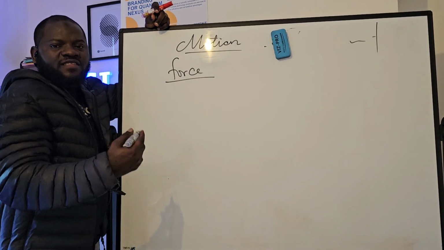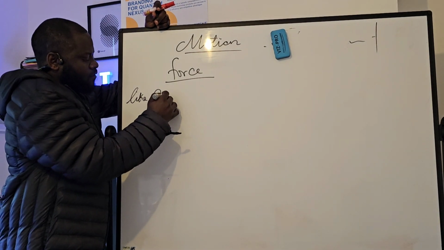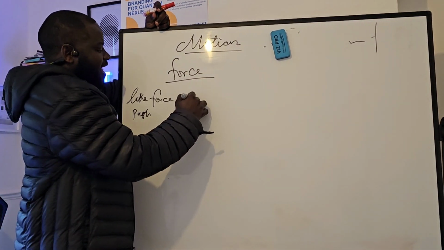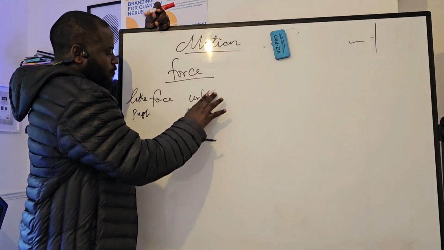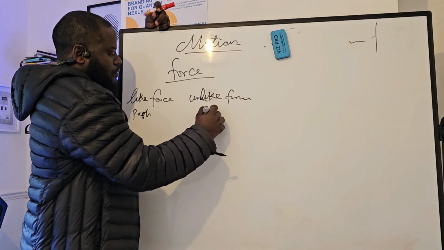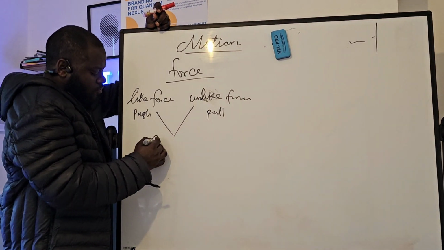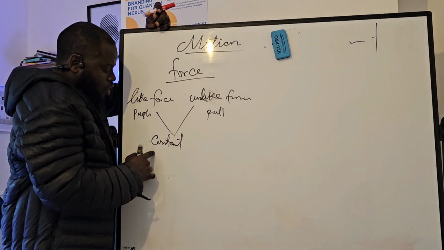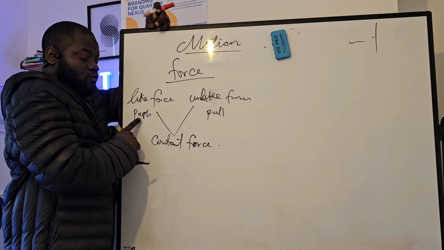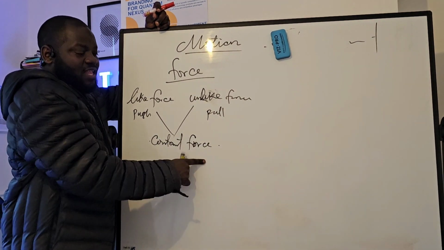So we now have different types of force. We have like force. This is called push. And we have unlike force. This is called pull. But these two types of forces that we talk about are examples of contact force. Both like force, which is push, and unlike force, which is pull, are examples of contact force.